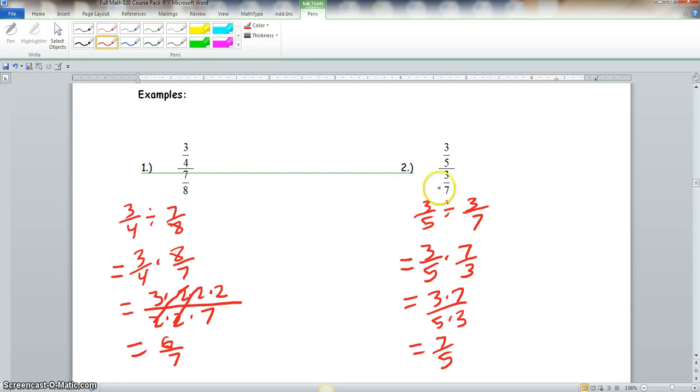Number 2 is the same. We rewrote the fraction. We took 3/5, changed division to multiplication, took the reciprocal. All these numbers are prime, so they had 3's in common, and we're left with 7/5. And that is your final answer.